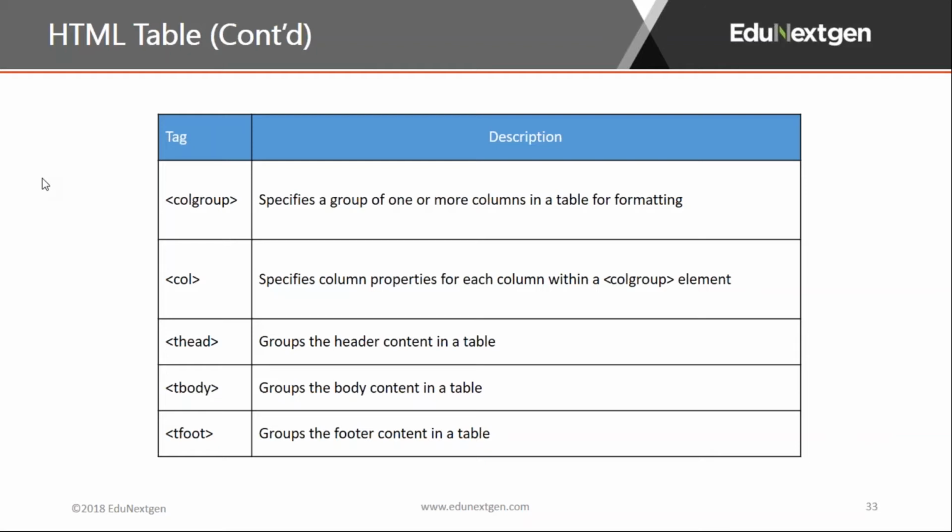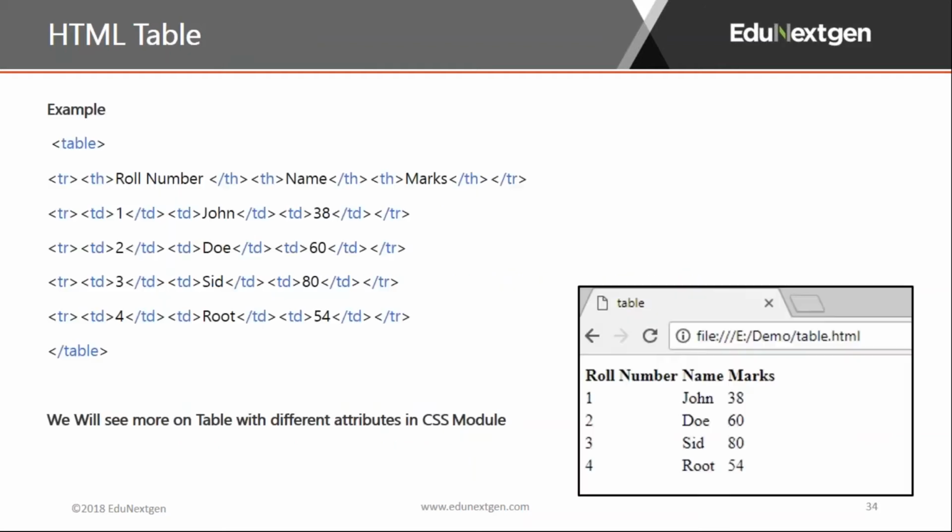So we'll see here one example of the table tag. We want to display the marks obtained by some students in a class. First we have to write the table tag and then define the row. The tr row has th tags, which define the head of each column. One column is roll number, the second column is name, then the third one is marks. We have created a table with the columns roll number, name, marks.